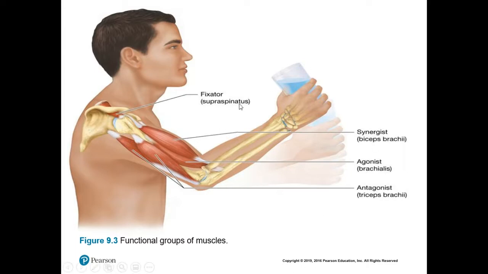Now, functional groups of muscles. Okay, so these are the ones I explained. Fixators, as the name implies, stabilize a joint. Right, so a fixator muscle, like the supraspinatus, for example, stabilizes a joint as you're moving it. Okay, so now this dude right here is trying to drink some water, right? In drinking the water, the synergist is going to be the biceps brachii. The agonist is going to be the brachialis and brachioradialis, which you don't see here. And then bringing that arm back is the antagonist, which is the triceps brachii, 3 heads.